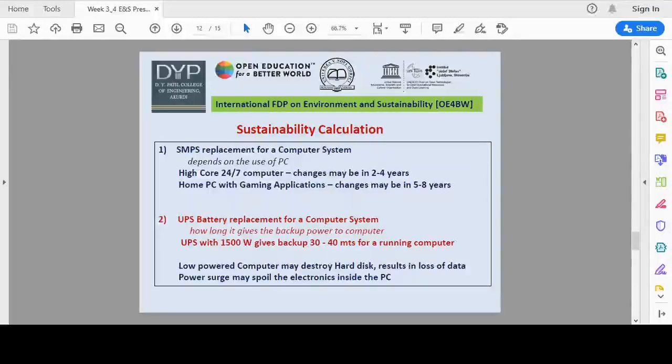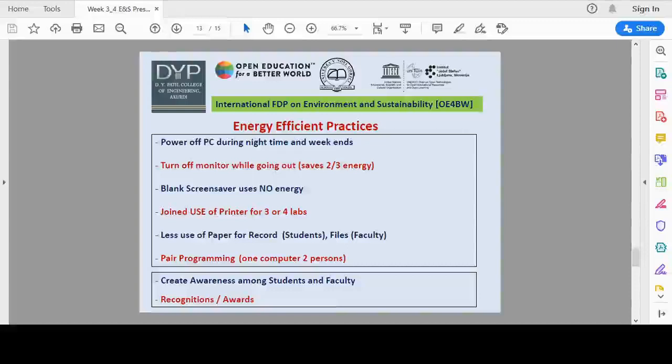Generally, the computer system has to be given a good power backup supply. If we give low power to the computer, it may destroy the hard disk. If there is any power surge or hike in the power supply, it may spoil the electronics inside the PC. So we need to give stabilized power to the computer system. Having educated the students on these sustainable practices, we can make them use the following practices in their daily life.